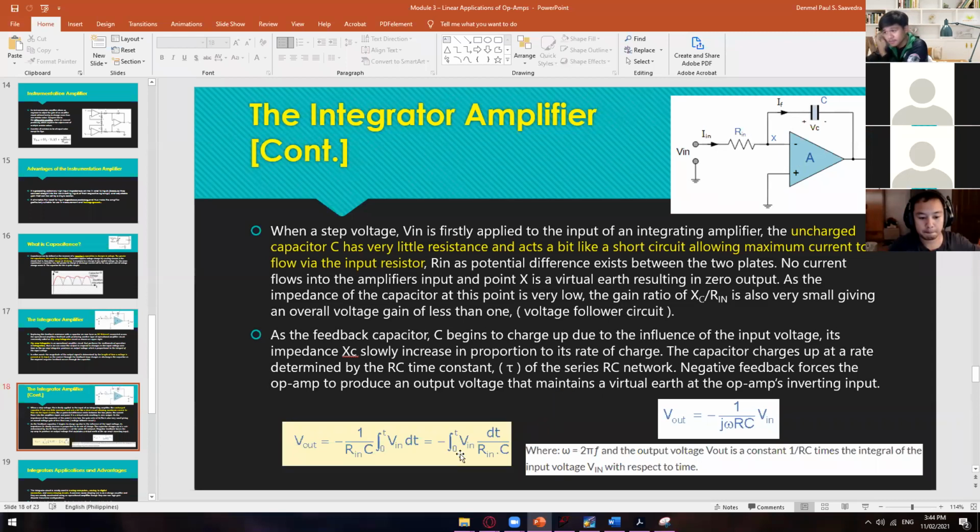But we can also use this one. This is the simplified formula. So instead of using a derivation, you can just use this one. W here stands for 2 pi f, and the output voltage V out is a constant 1 over RC times the integral of the input voltage V in with respect to time. So that's how you calculate the V out if you're going to do it manually.